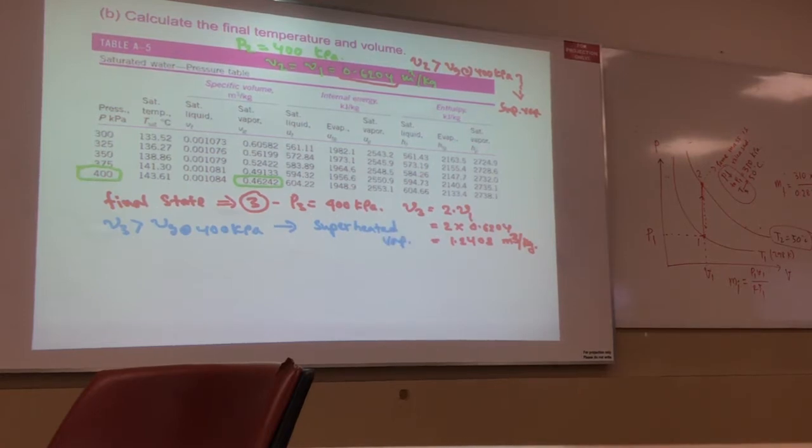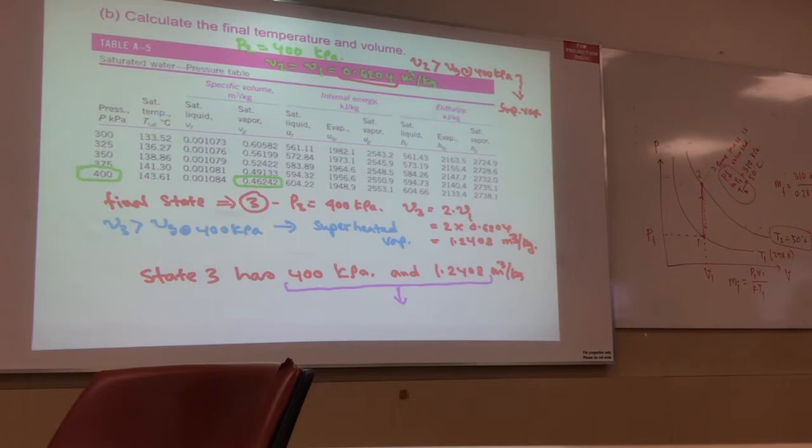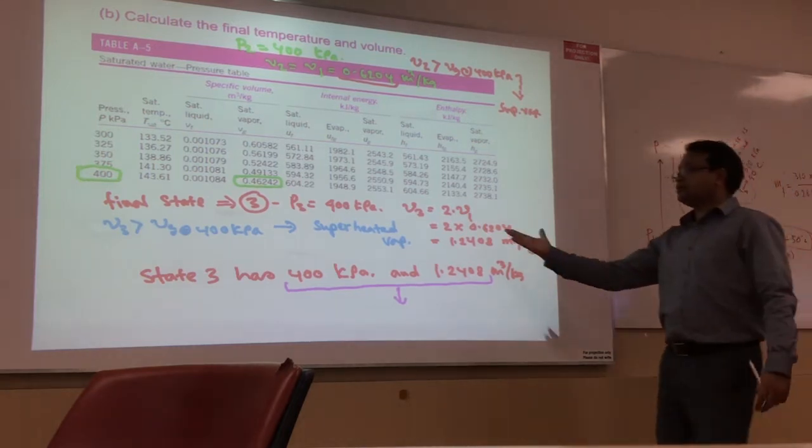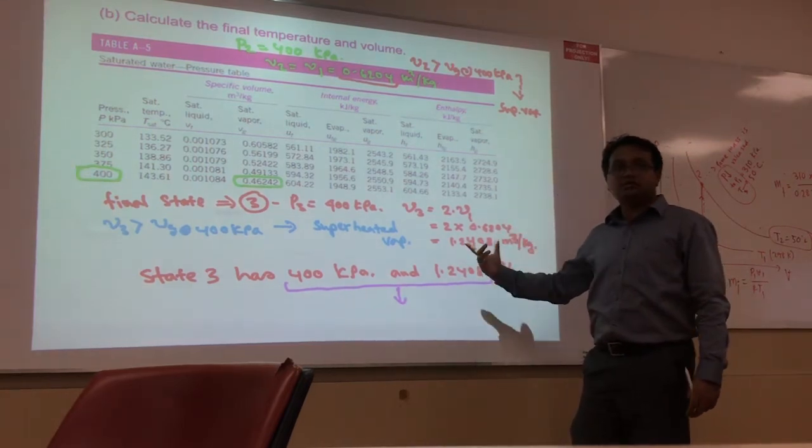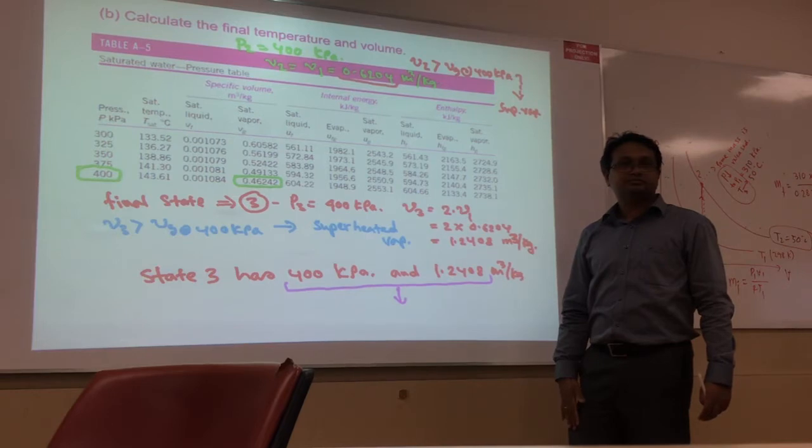Superheated vapor phase. Now how can you calculate the temperature? So what is the nature of the state? State 3 has 400 kilopascal and specific volume 1.2408 meter cube per kilogram. Now I have to go to table A6, because it is superheated vapor with respect to this pressure and this specific volume. Then I can calculate the final temperature. Understand?